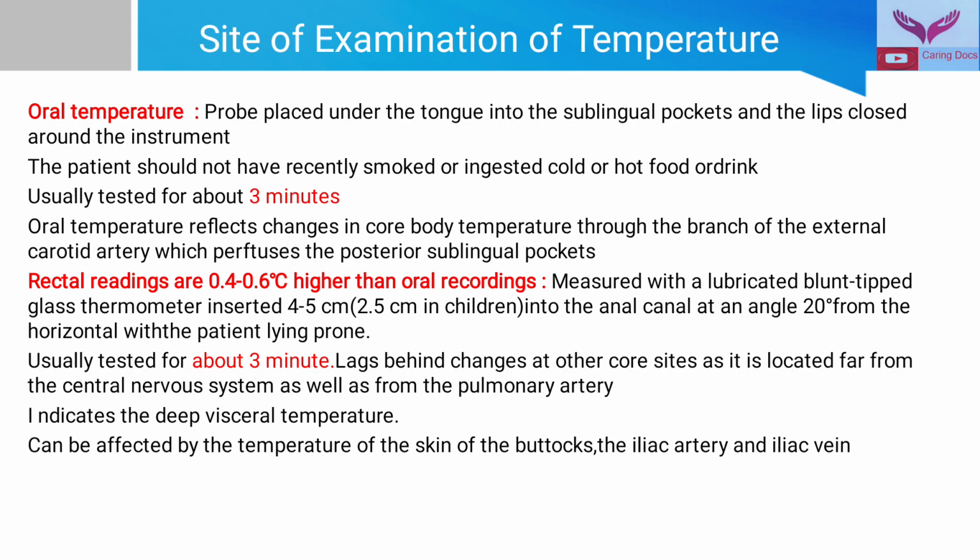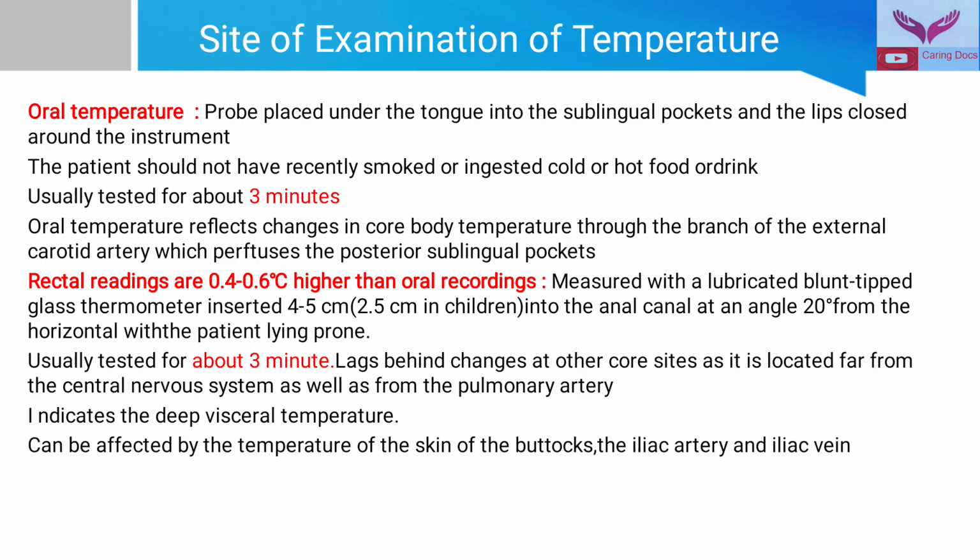Second is the rectal temperature. Rectal readings are 0.4 to 0.6 degree higher than the oral recordings, and it is measured with a lubricated blunt tipped glass thermometer which is inserted 4 to 5 cm, and in children 2.5 cm, into the anal canal at an angle of 20 degree from the horizontal, with the patient lying in prone position. It is usually tested for about 3 minutes.